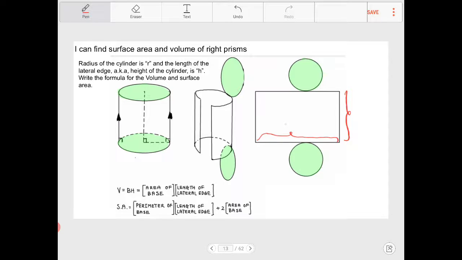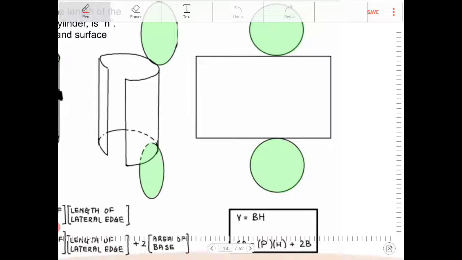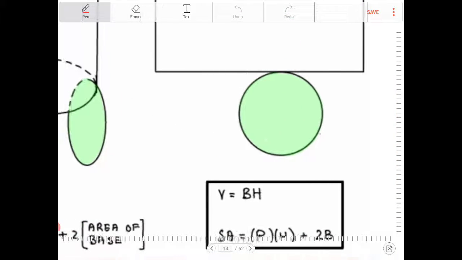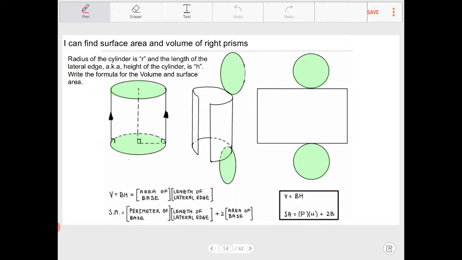Well, the perimeter of the bottom here is 2 pi r, isn't that right? And then the height is whatever it is, it's the height. That's the height of this guy here. But the radius of the circle is r. So the volume, in other words, is base times height, and the surface area is the perimeter of the base times the height plus 2 times the area of the base.